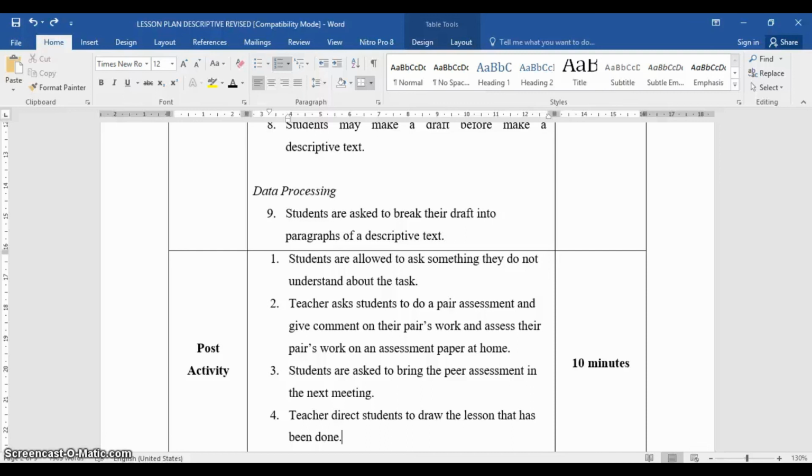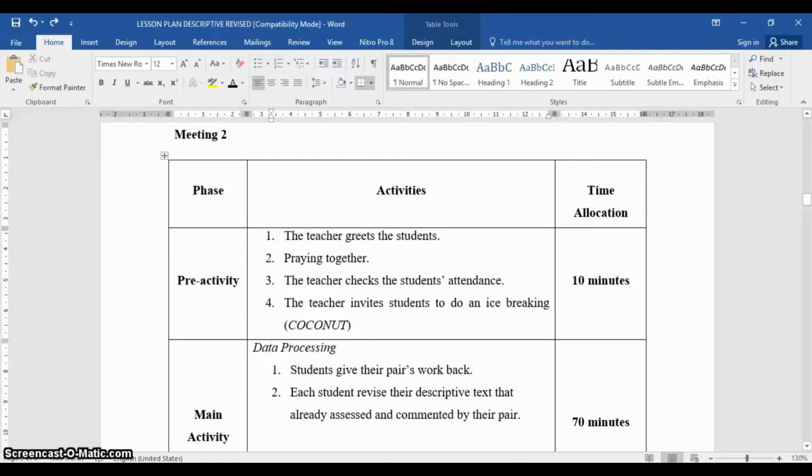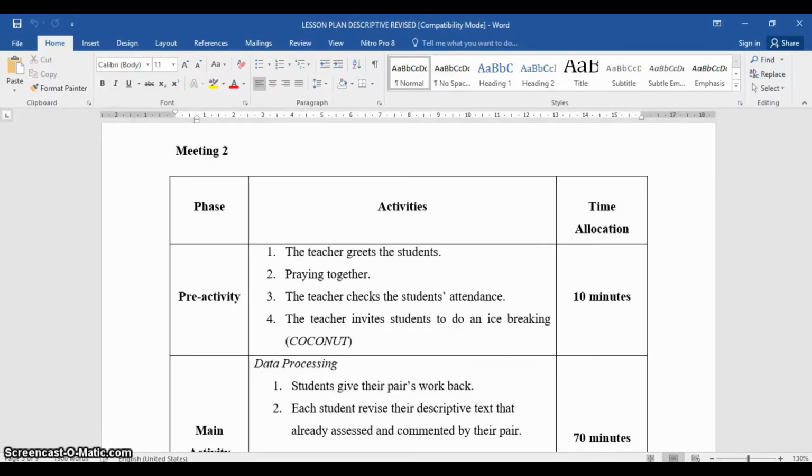Next, the teacher directs students to draw a conclusion about the lesson that has been done. And then the teacher and students pray together and the teacher ends the class. Then in the next meeting, as usual in the pre-activity, the teacher greets the students and they pray together, and the teacher checks the students' attendance. After that, the teacher invites the students to do an ice breaking, that is coconut.